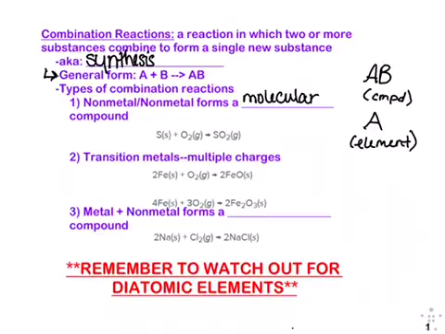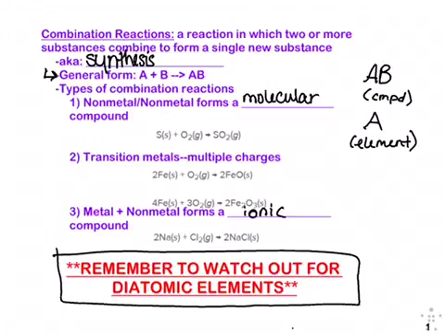You might notice that, remember, transition metals could have different charges, so you'll have to be careful about that when you're going from the words to the symbols and making sure you have the appropriate charge for what the transition metal is combining with. And then the third type is a metal and a nonmetal, which will form an ionic compound, like forming sodium chloride.